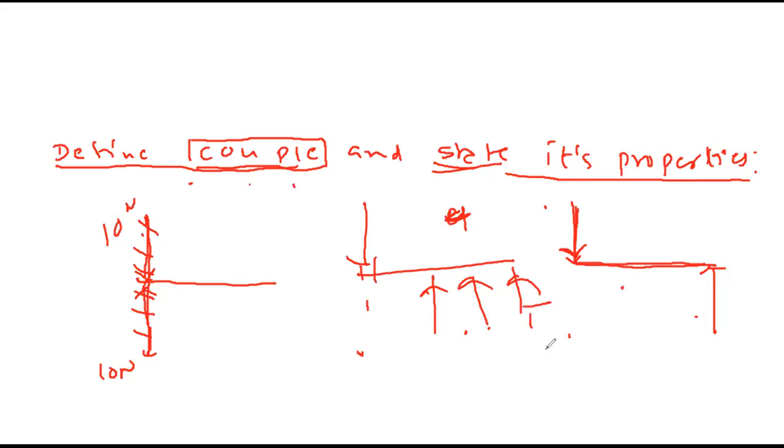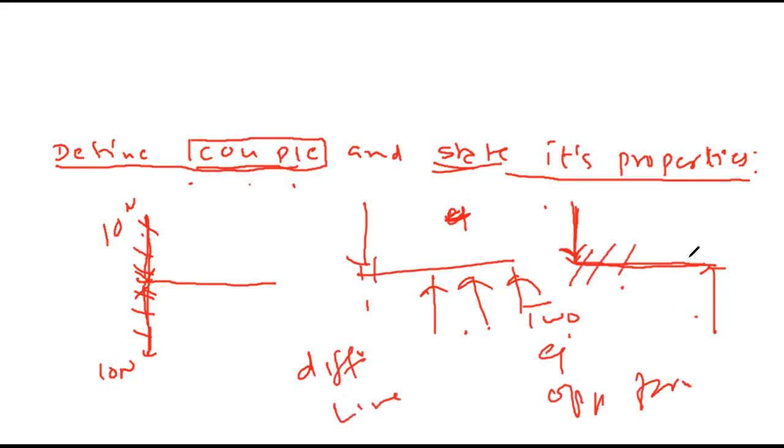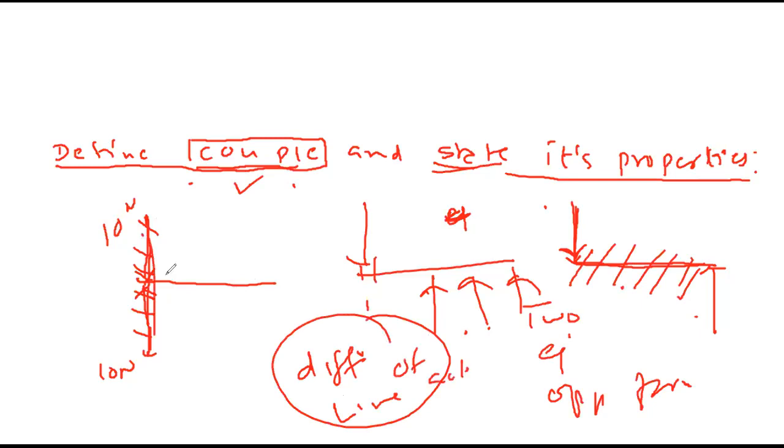Two equal opposite forces having different line of action acting on the same body is called as what? Couple. Clear what is couple? Different line of action is important. Not in one line, they need to be in different lines, and the body should be the same.